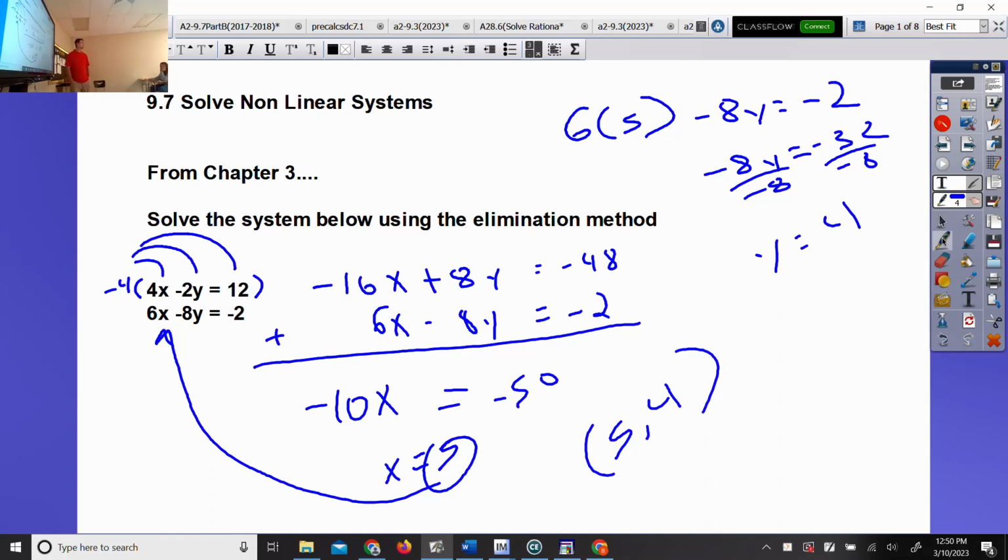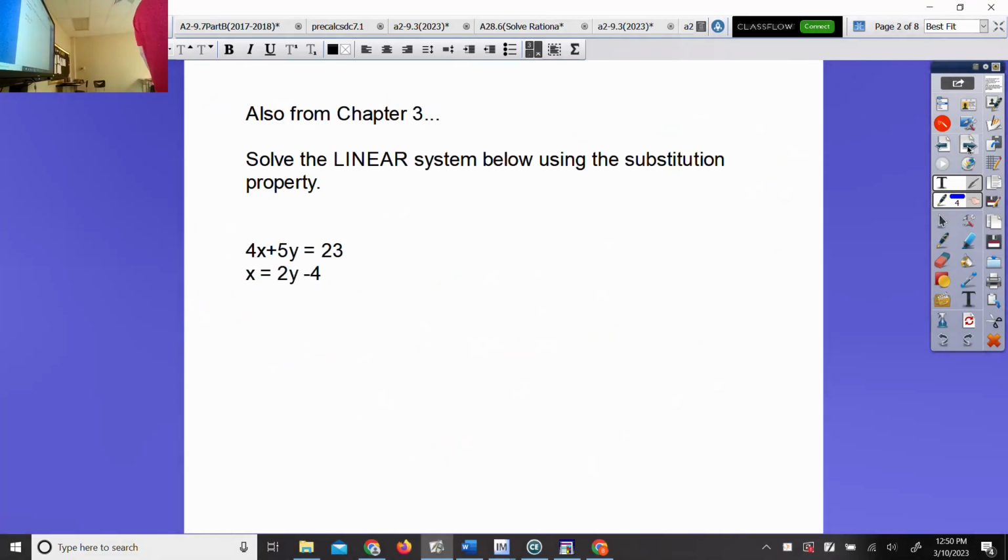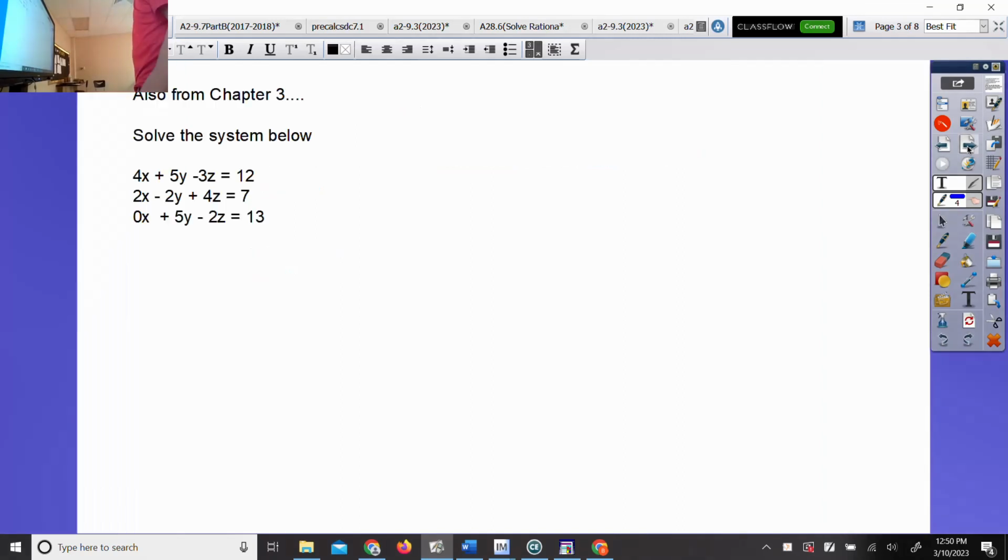Ordered pair, 5, 4. That's it. You always write solutions to systems as ordered pairs. Also something from chapter 3, that's the substitution method. I'm actually going to skip over it, because y'all really don't seem to care to do this. And we'll do that one, chapter 3.